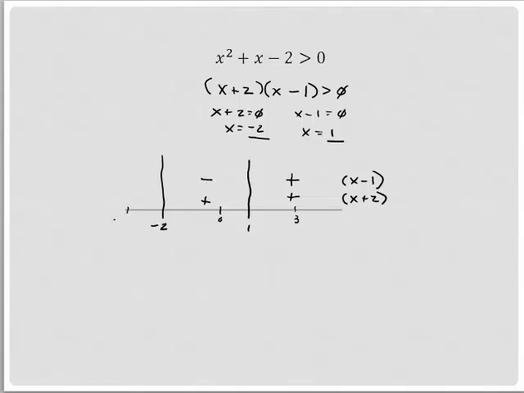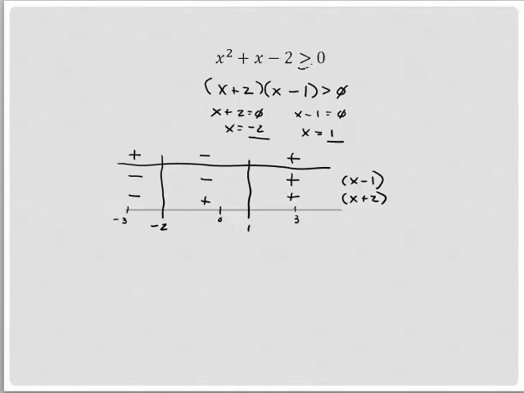Alright, how about over here? Let's say -3. -3 plus 2 is a negative number. Negative 3 minus 1 is a negative number. And now we find the products of our positive and negative numbers. Remember, positive times a positive is a positive. Positive times a negative is a negative. Negative times a negative is a positive.